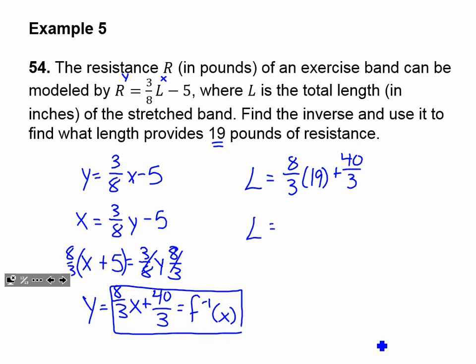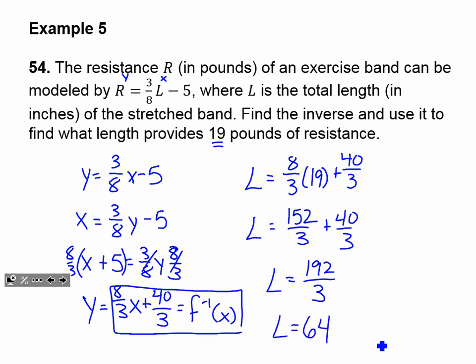So L equals, let's see, 8 times 19, 80 and 72, 152. L equals 192 over 3. It should be divisible by 3. It looks like a 60 and a 4. So that length is 64 inches. We do have units. We want to describe them. We're finding a length. Be sure our answer has inches, that length measurement, as a unit.